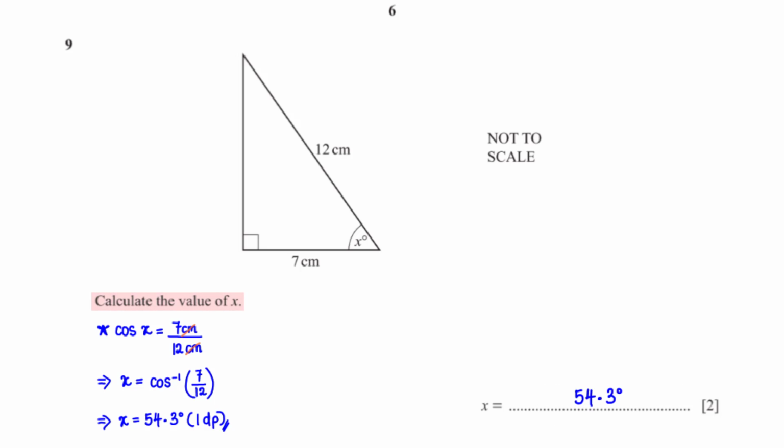Calculate the value of x. To get the value of x, we need to apply SOHCAHTOA. So we have cos x is equal to the adjacent, which is 7 centimeters, divided by the hypotenuse, which is 12 centimeters. When we make x the subject, this is what we have. When we type this into the calculator, we have 54.3 degrees rounded to 1 decimal place.